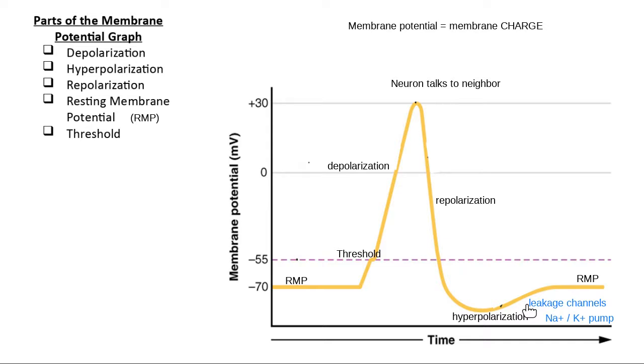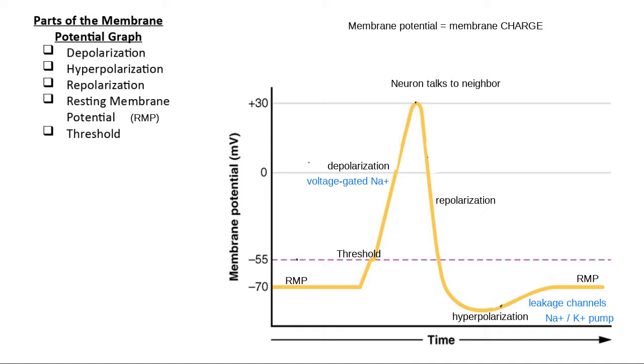Now, both of my groups were working on the types of channels that are responsible for each of these parts of my graph. Both groups correctly identified which kind of channel does the process of depolarization. Whose job is this? Yes, depolarization is caused by voltage-gated sodium channels.